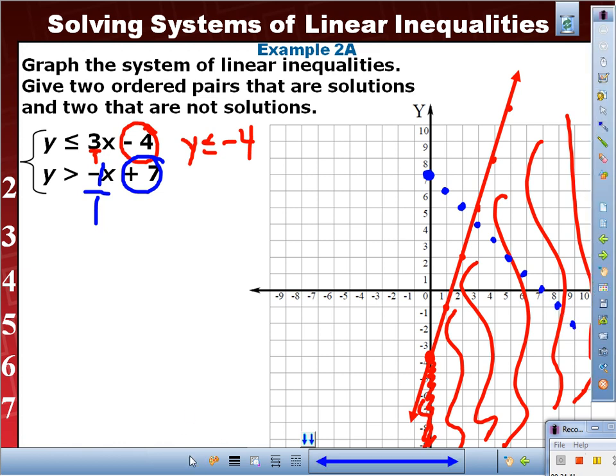All right, before we graph our line, let me write the inequality. There it is.